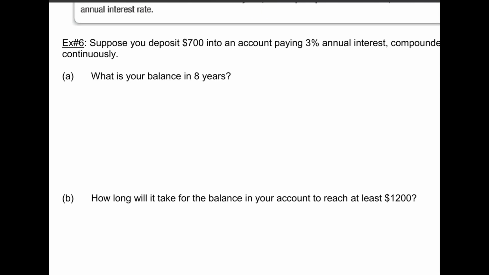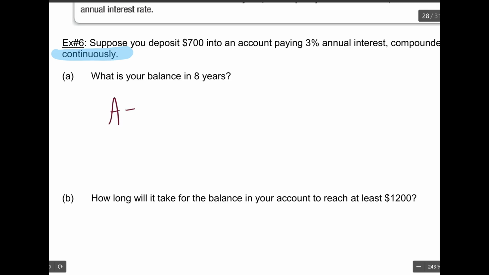Continuous interest. Suppose you deposit $700 into an account paying 3% annual interest compounded continuously. This is how you know to use the continuous formula. It says continuously. It doesn't say monthly, daily, weekly, or quarterly; those would be the other formula. What is your balance in 8 years?